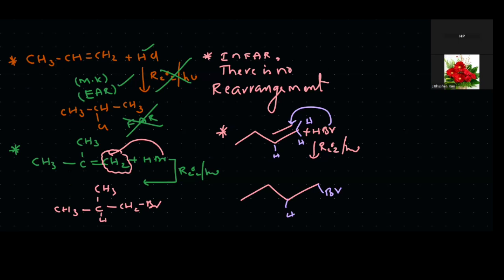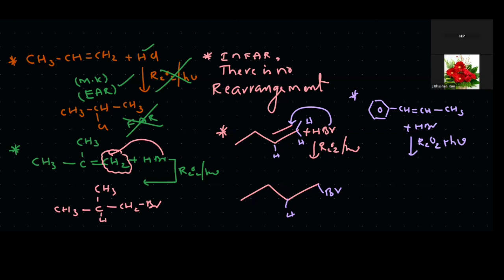Same kind of one more molecule, also involving benzene: C6H5, CH double bond CH, CH3. This is the compound. When it reacts with the HBr molecule in the presence of R2O2 and h nu, sunlight condition, what is the final product here?